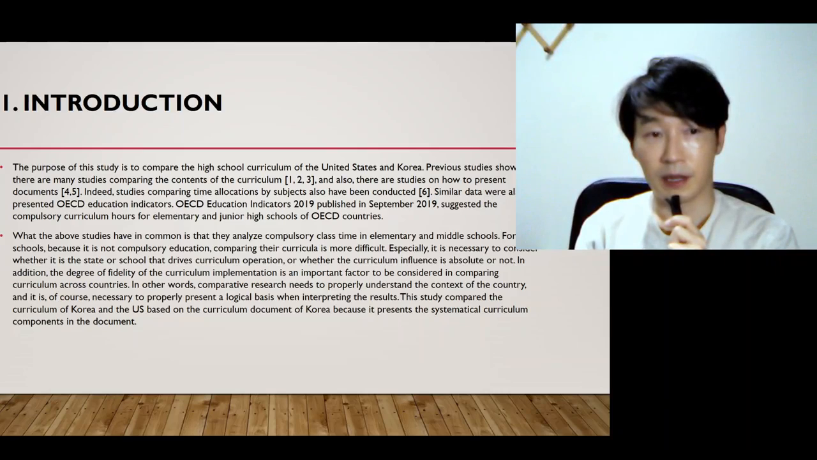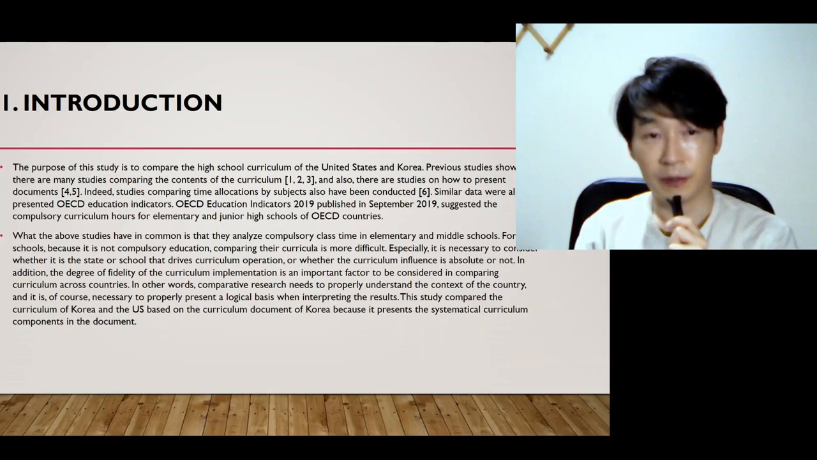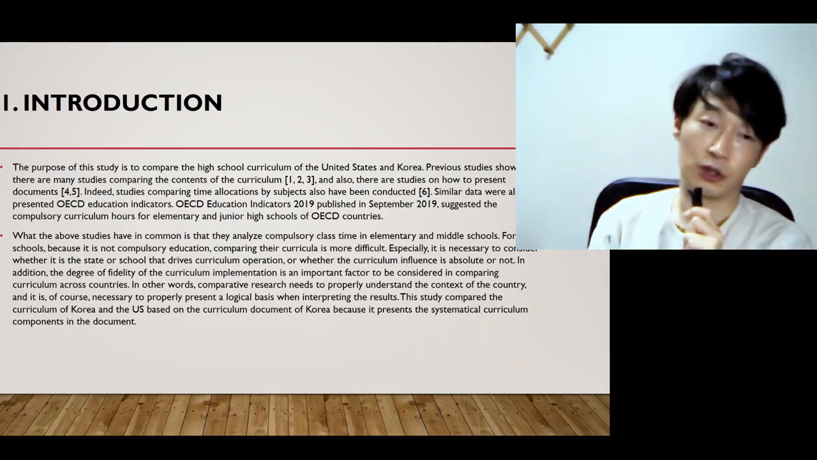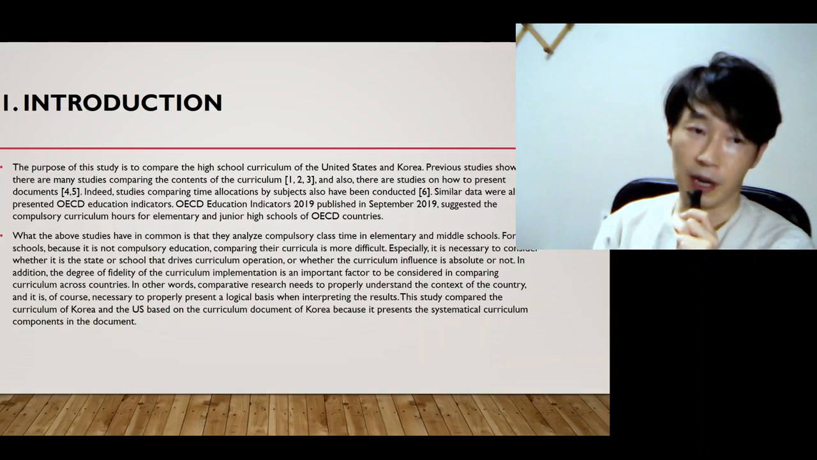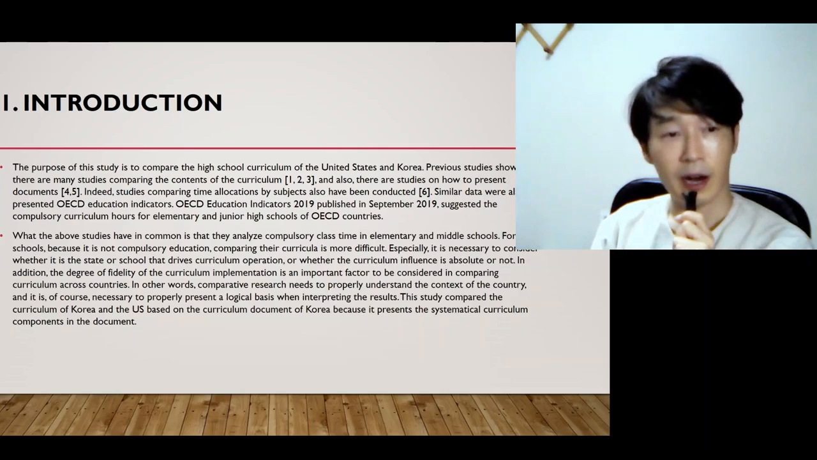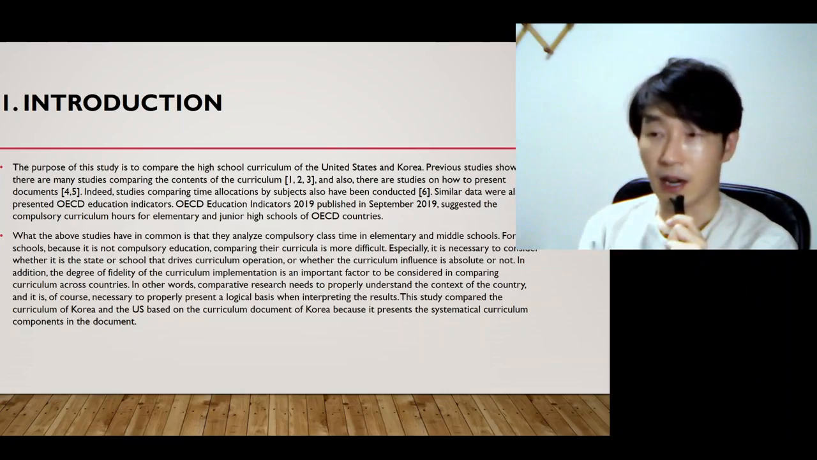It also gave a lot of information about compulsory curriculum hours for elementary and middle school. What I mentioned before have in common is that they analyze elementary and middle school. For high school, because it is not compulsory education, comparing their curricula is more difficult.